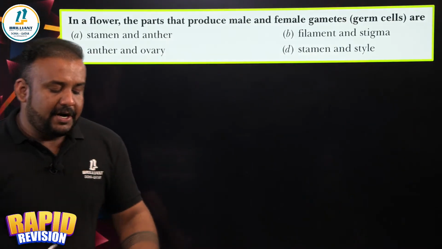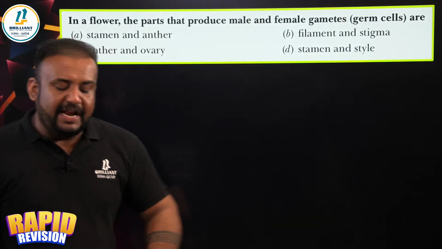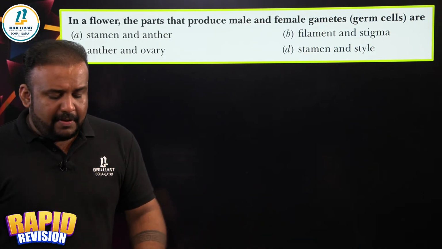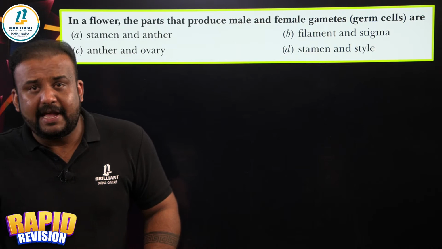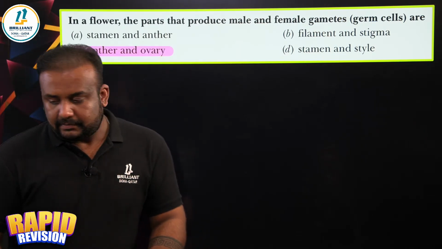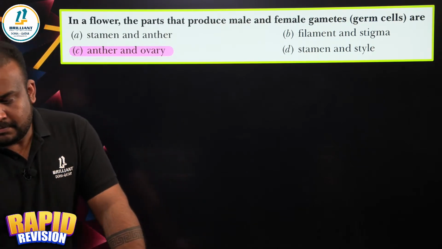Yes, great. Next one. In a flower, the parts that produce male and female gametes are? Very easy question, quick. Male gametes are produced in the anther and female gametes are produced in the ovary, right? Great.